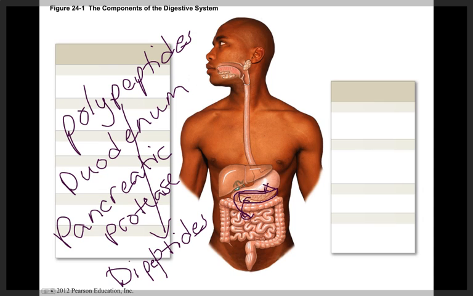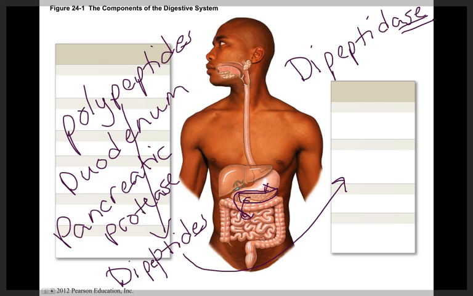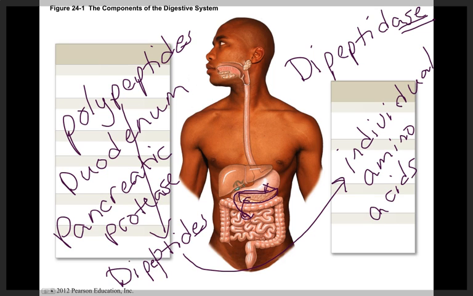Alright, now at the base of the epithelial cells in the duodenum, there are some simple columnar cells that are going to secrete what's called a dipeptidase. And ase tells us it is an enzyme. Dipeptidase is going to break those dipeptides down into individual amino acids. Okay, and then these individual amino acids can be absorbed into the body. And they're going to get absorbed in the jejunum.